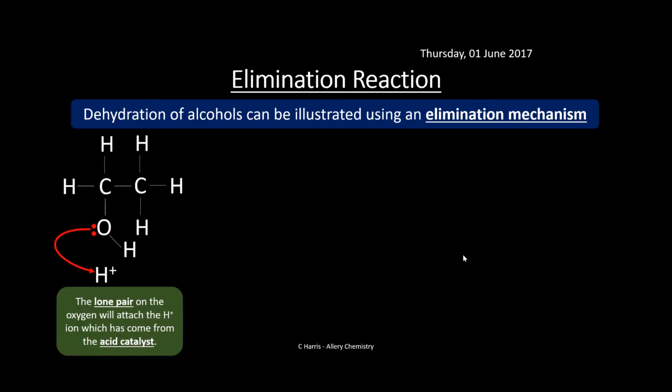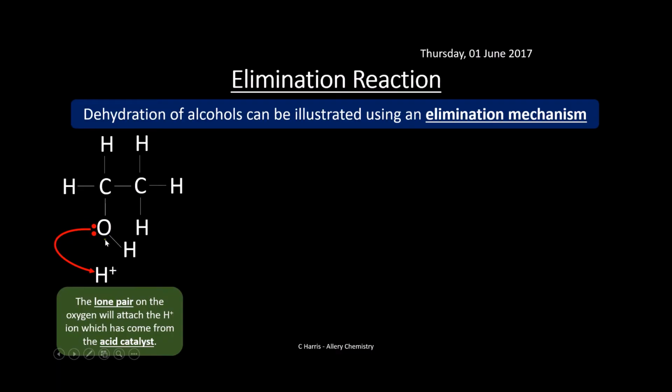Okay, so dehydration of alcohols can be illustrated using an elimination mechanism that we need to know. So here we've got our alcohol, and we're using that acid catalyst. Remember that first step we looked at, we're using either sulfuric or phosphoric acid. Well, this is where it produces the H+ ions. And basically this comes from the acid catalyst.